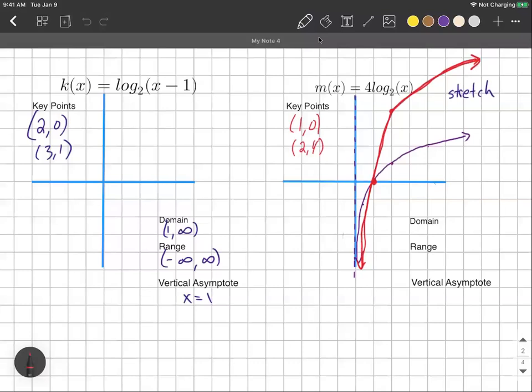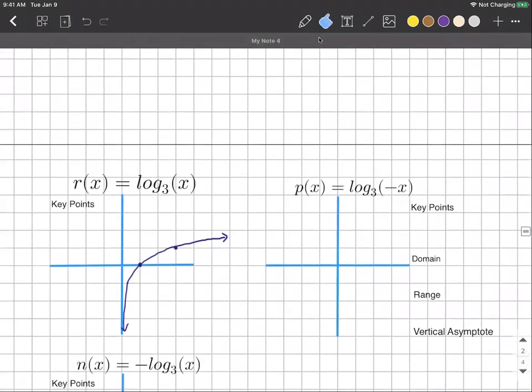Now, as far as the domain goes, it's still from 0 to infinity. The range is still from negative to positive infinity, and we still have a vertical asymptote. This time it hasn't been moved off of the y-axis, so it's still at x equals 0.